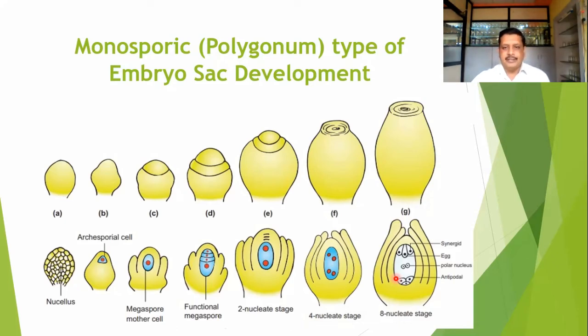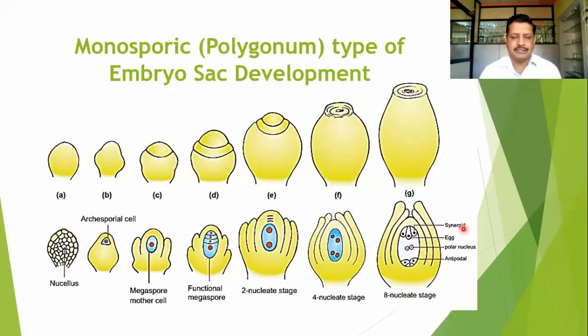ठीक आहे. आणि आता याच्यामध्ये आपण बघतो की अँटीपोडल जे आहेत, these are at the chalazal end, and the micropylar end has been shown the egg and the synergids. तर अशा पद्धतीची डेव्हलपमेंट ही आपल्याला मोनोस्पोरिक टाईप जो एम्ब्रियो सॅक आहे, ज्याला आपण पॉलिगोनम टाईप ऑफ द एम्ब्रियो सॅक म्हणतो, तर अशामध्ये ही डेव्हलपमेंट आपल्याला झालेली दिसते. So this is the development of the megaspore from the mass of cells and up to the development of the angiospermic embryo sac, particularly of the monosporic polygonum type of embryo sac.